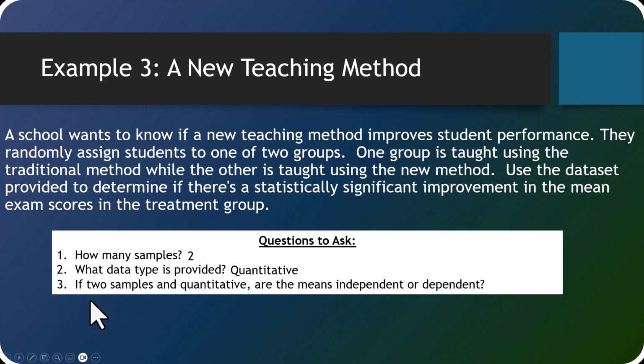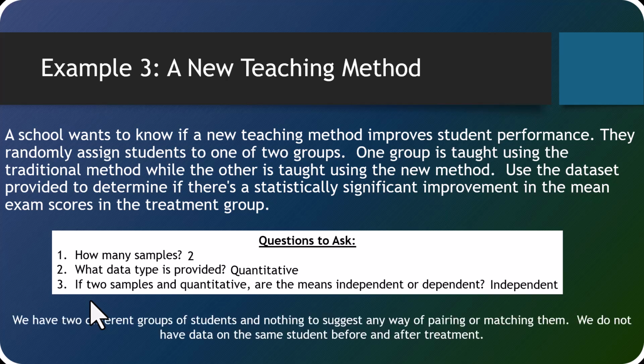And this is probably the hardest part of deciding what kind of hypothesis test you're doing. So I want to encourage you to pause this video and see if you can answer, are these independent or dependent? The answer is that they're independent, and I'm going to tell you why, because that's the more important thing. We have 2 completely different groups of students, and there's nothing in here to suggest a way of pairing or matching student A in group A to student B in group B.